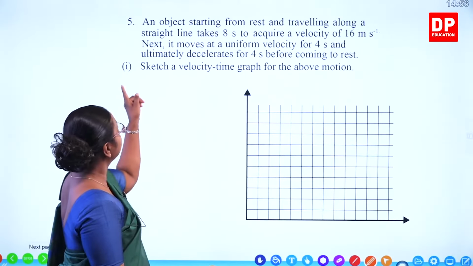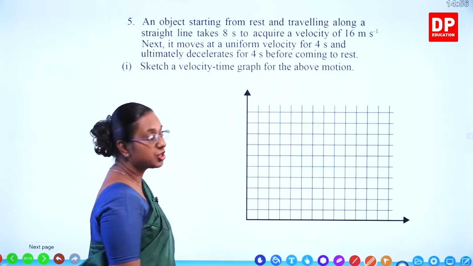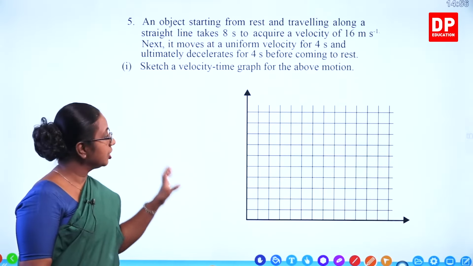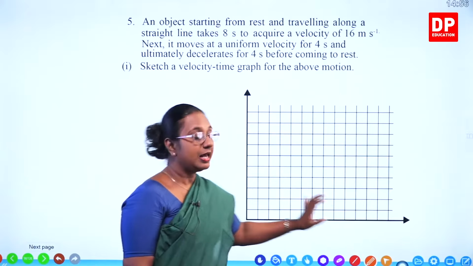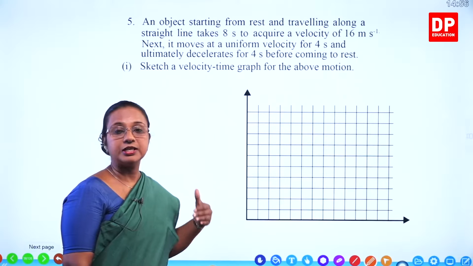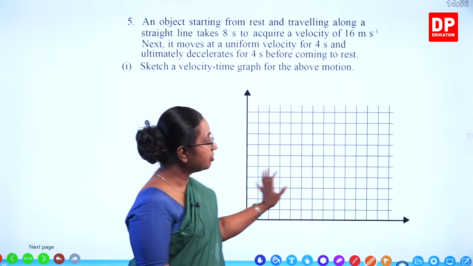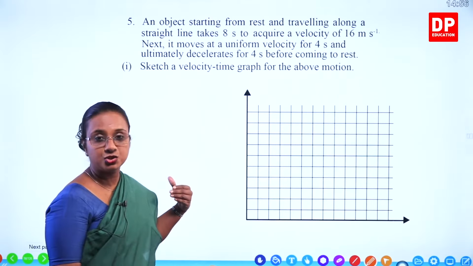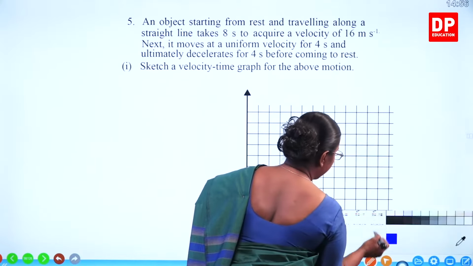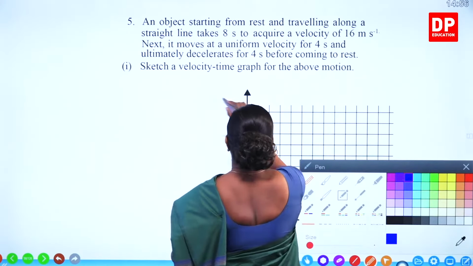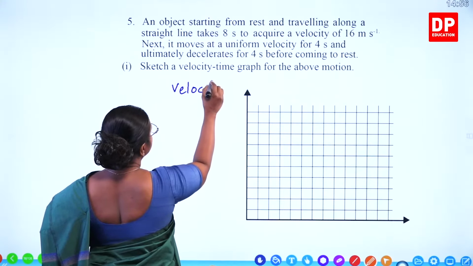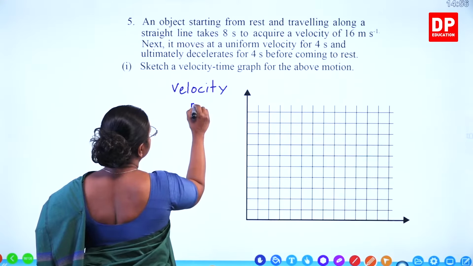The first one, we have to draw or sketch a velocity time graph. So here, when they mean sketch, you have to label the axis and the points have to be marked, and you have to draw the graph according to the correct shape, so that as you look at the graph, you get an idea as to what has happened to the object. So we will start by marking the axis. So the y-axis here is velocity, meter per second.